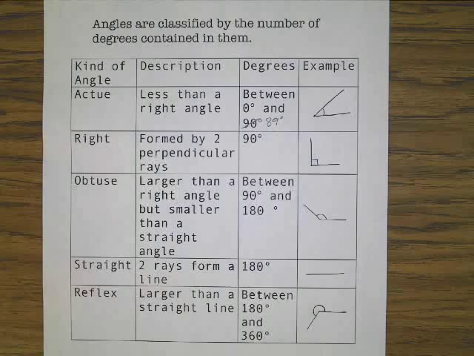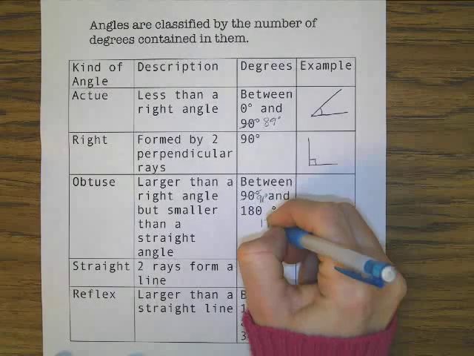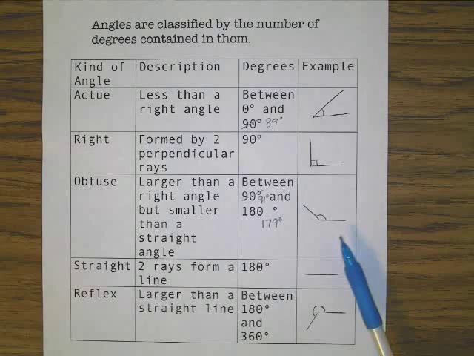An obtuse angle is larger than a right angle but smaller than a straight line. So its degrees fall between, I would say, 91 degrees and 179 degrees. So anything measured 91 to 179 would be obtuse. And here is an obtuse angle.